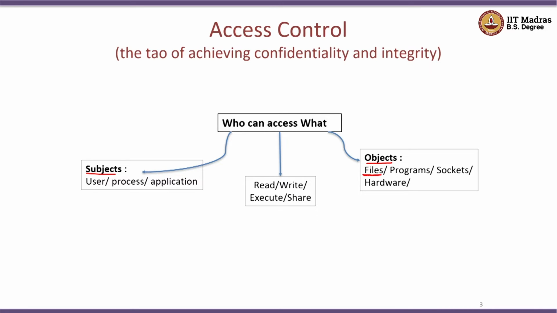Typically it is files, but it can also be extended beyond files. For instance, it could be sockets, hardware, or programs as well, right? And the word access defines what a subject can do on a particular object. For instance, the access could be to read, write, execute, or share a particular object.